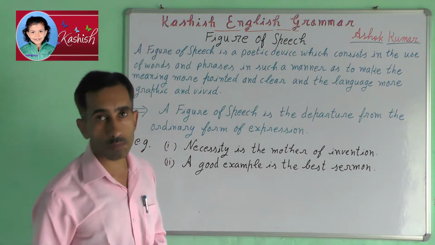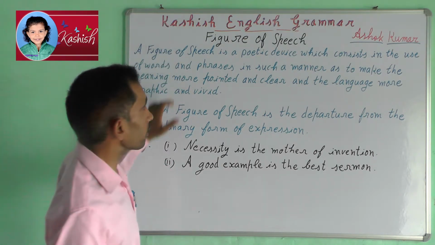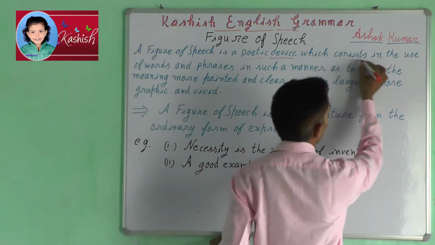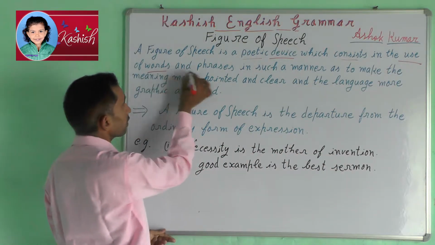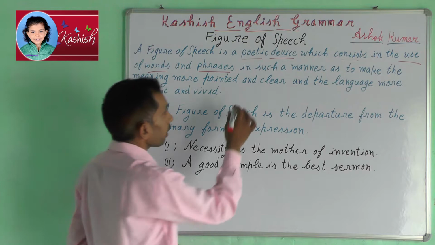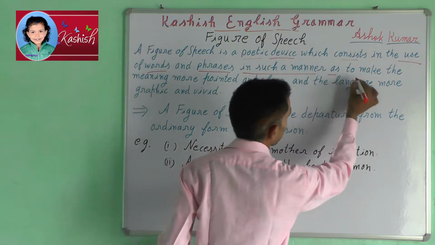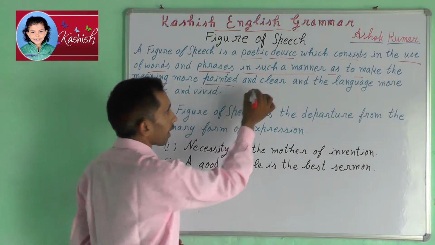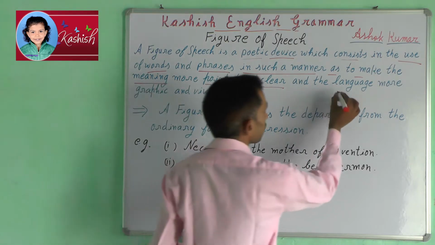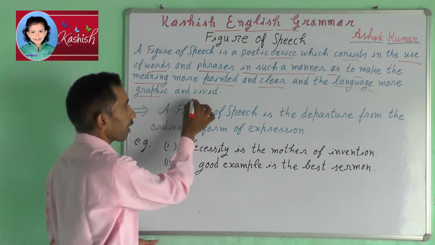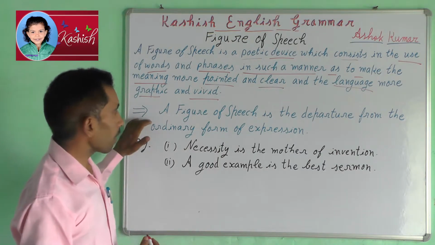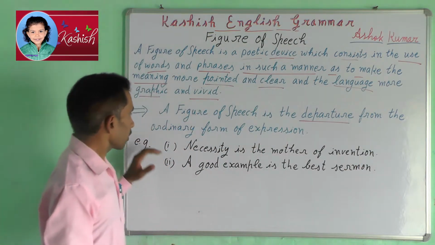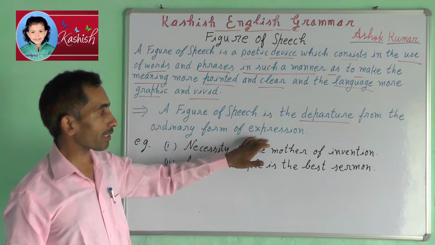What is a figure of speech? A figure of speech is a poetic device which consists in the use of words and phrases in such a manner as to make the meaning more pointed and clear, and the language more graphic and vivid. A figure of speech is the departure from the ordinary form of expression.